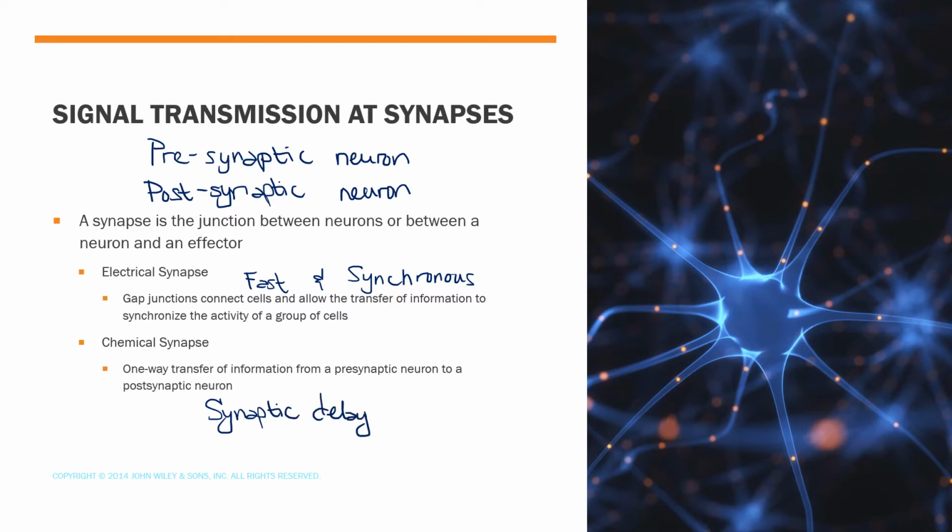So this delay is going to be the time it takes for everything to occur, for communication to transfer from one cell to the next. In electrical synapse, we don't have that delay because the cells are going to be in direct contact with each other. Whereas in a chemical synapse, they're not directly touching, so we have this synaptic delay. And a chemical synapse is going to be much slower than an electrical synapse.